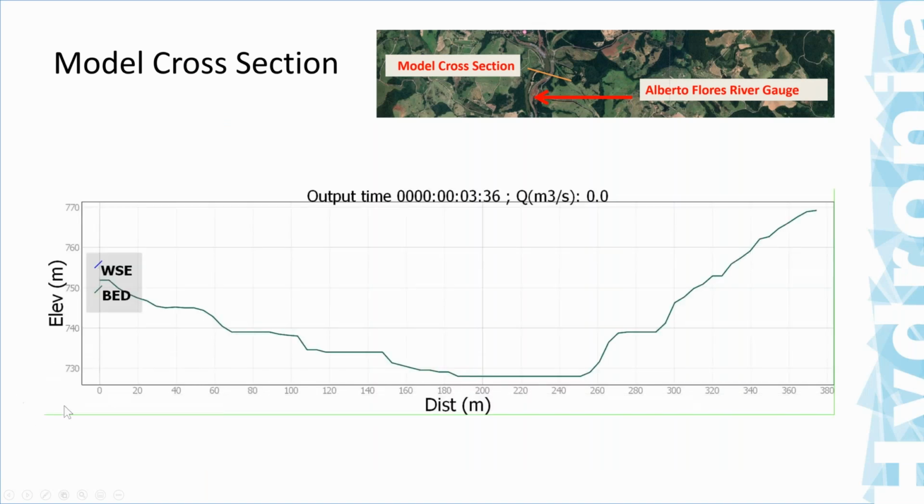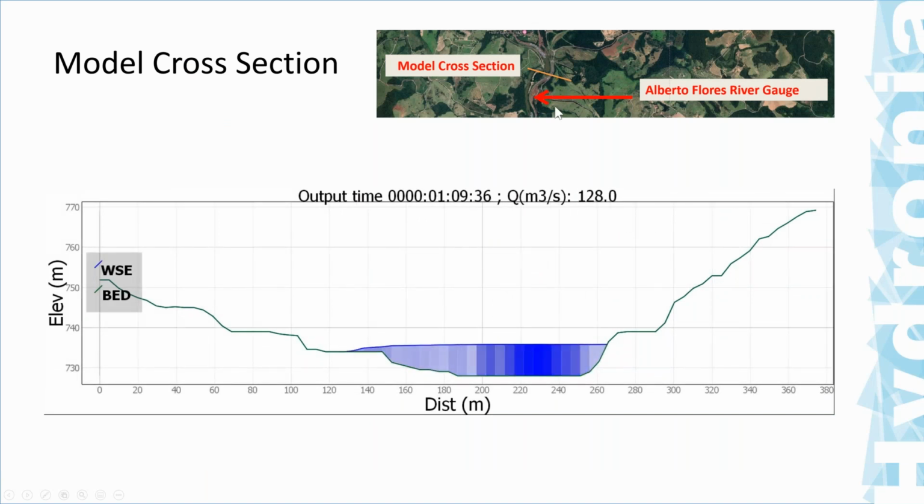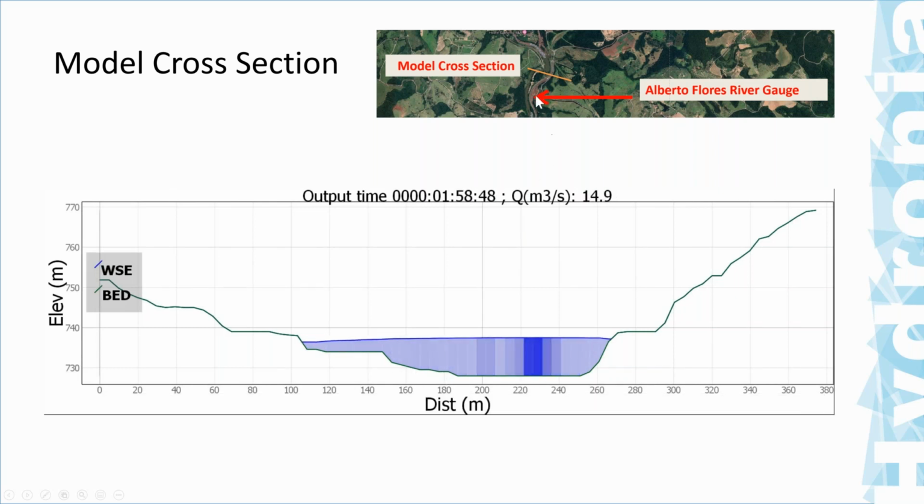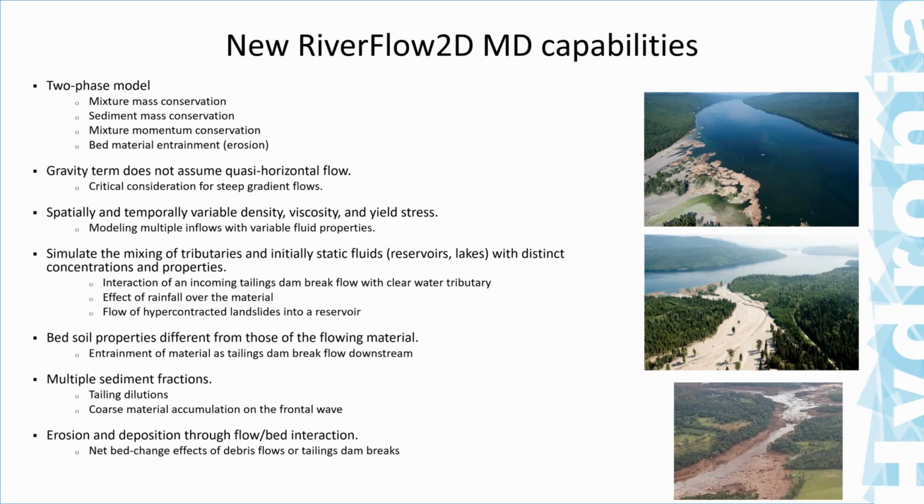So I have here a cross section of the model results at the Paraopeba River, and you can see here we use this to detect the time that was accurately reported by the model results with respect to what was observed in that gauge station there.